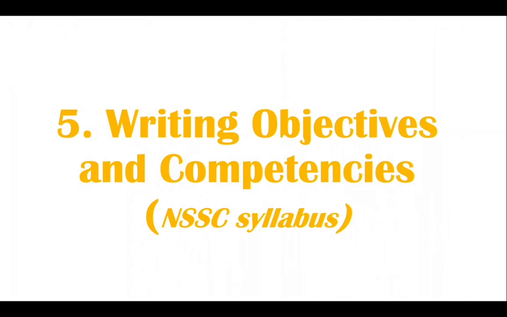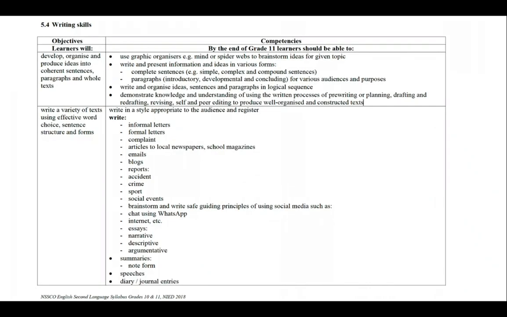All right, let's look at the fifth point, which is writing objectives and competencies from the syllabus. As you can see here, we have a lot of aspects that the learners will need to be able to do. You need to familiarize yourself with all these aspects in the syllabus. These are the things that you're going to teach your learners, and you need to know them. So that means you will need to instruct your learners on this, and they should be able to perform these competencies, and they need to achieve these objectives.